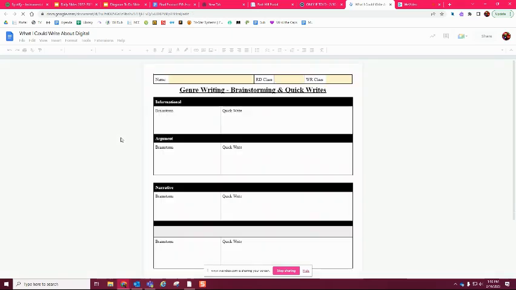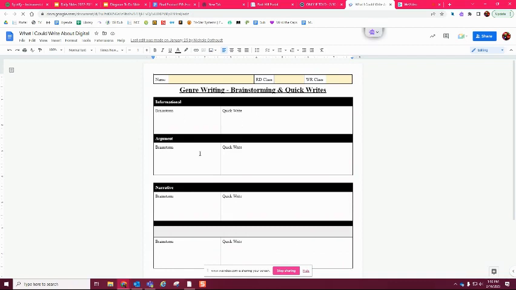And that's going to open up and look like this, which is very similar to the papers I just showed you. There's a brainstorm section, a quick write section; brainstorm section, quick write section; brainstorm, quick write. So you're going to end up doing all 3 of these: informational brainstorm and quick write, argument brainstorm and quick write, and narrative brainstorm and quick write.